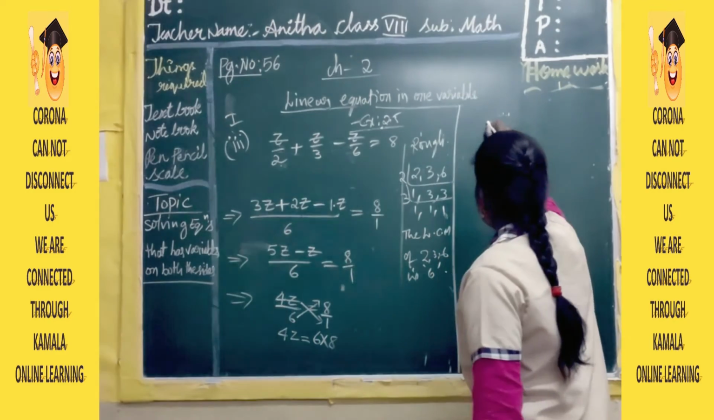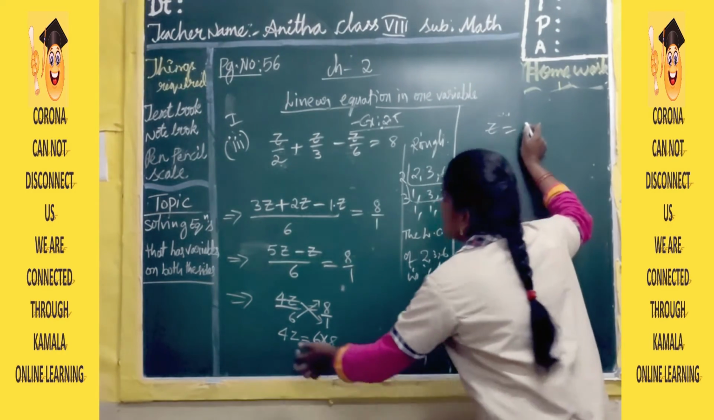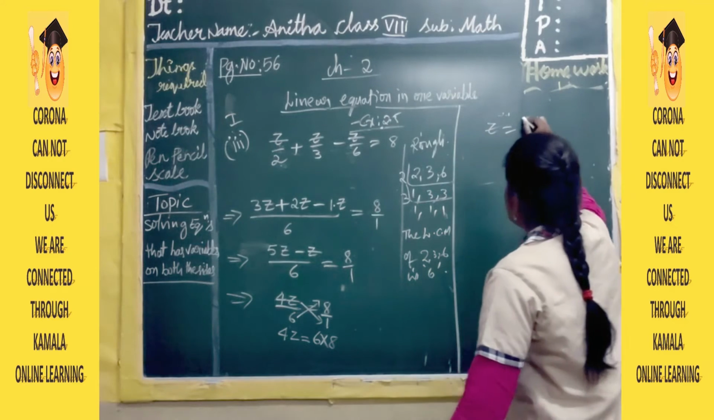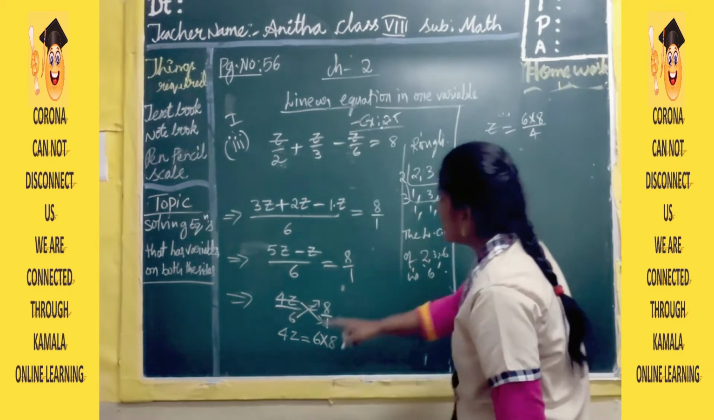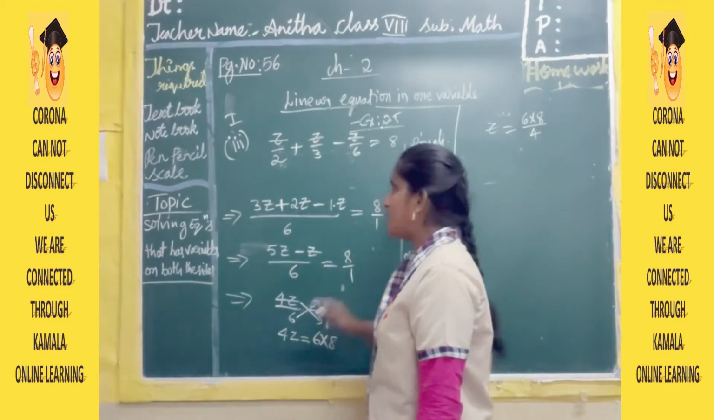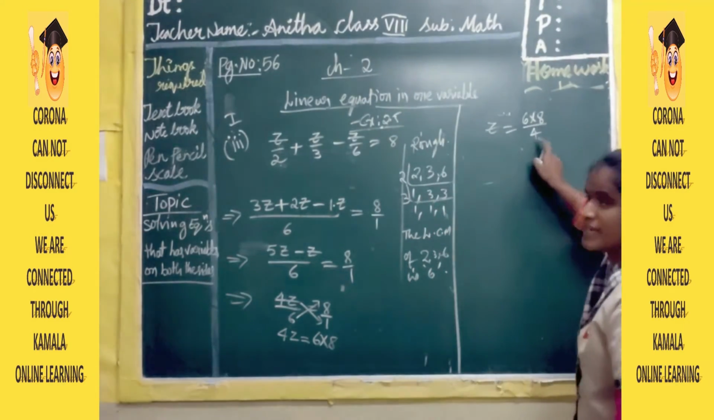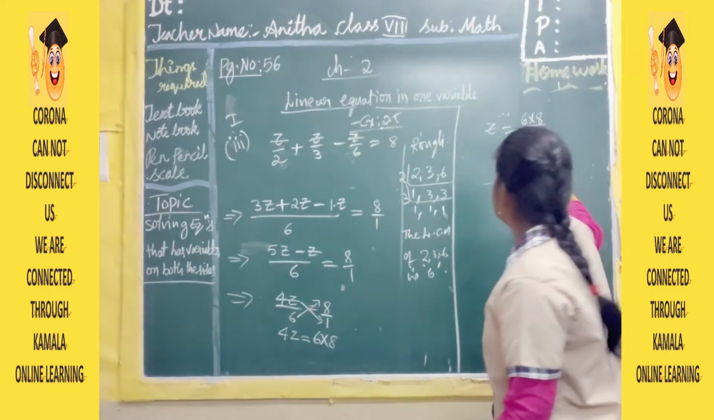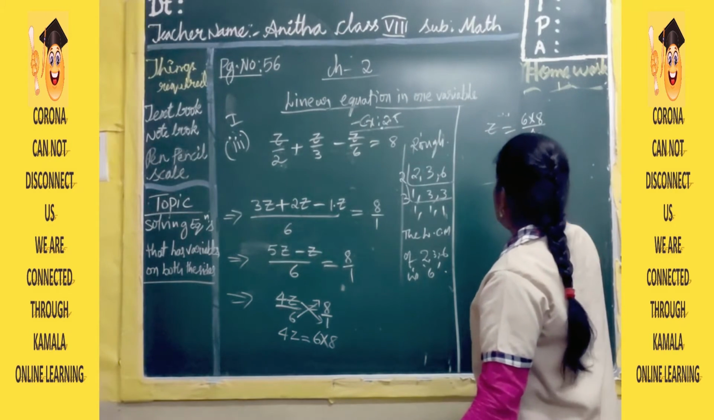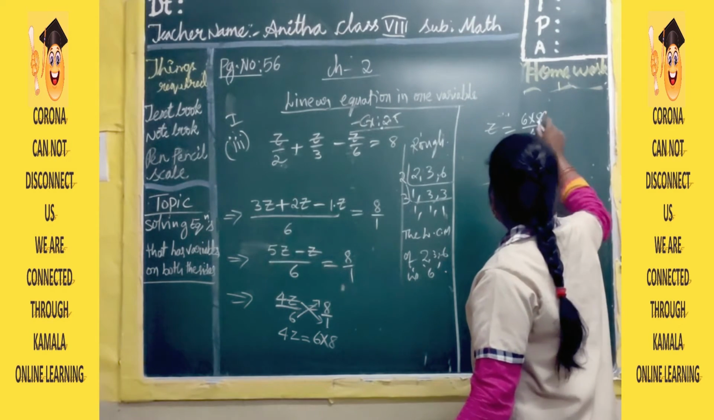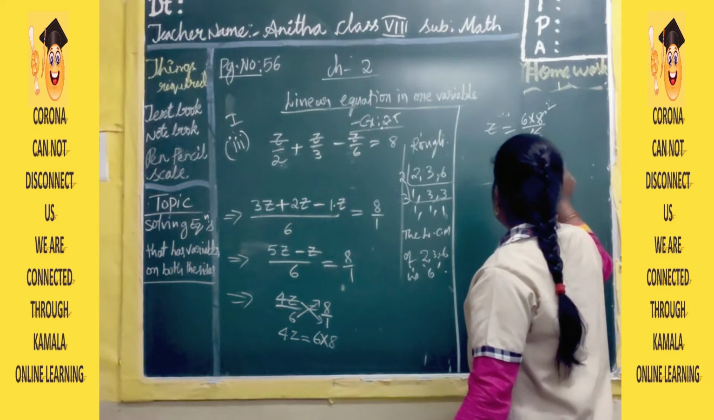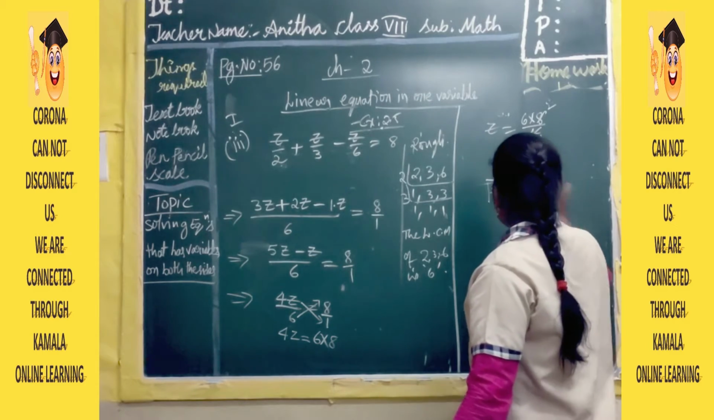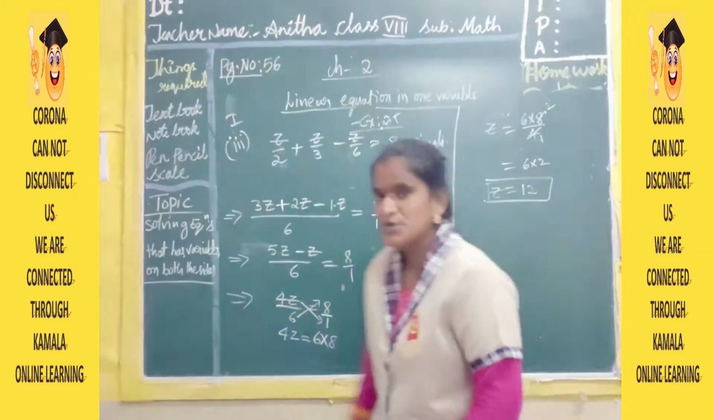We want the Z value. Z is here only. This 4 will come to this side, meaning it will be in the denominator's place, because here it is multiplied. If it goes to that side, you will get the denominator's place, that means divisible. So here 4 ones are 4, 4 twos are 8, 6 twos are 12. So what is the value of Z, children? Here Z is nothing but 12. Z is equal to 12.